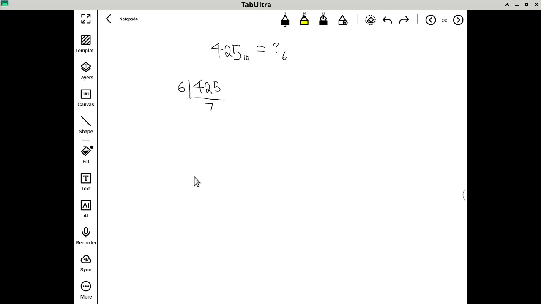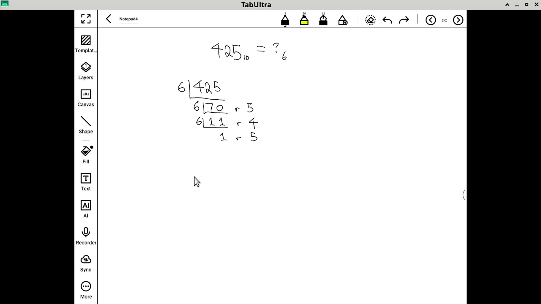7 times 6 is 42. 0 times 6, because 5 is less than 6. So with a remainder of 5, then you divide 70 by 6, which is a 1, and then we have 1 0, so 1 1 with a remainder of 4. And then you divide 11 by 6, which is a 1 with a remainder of 5.